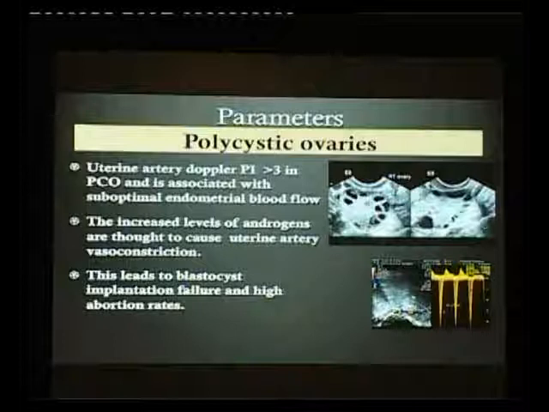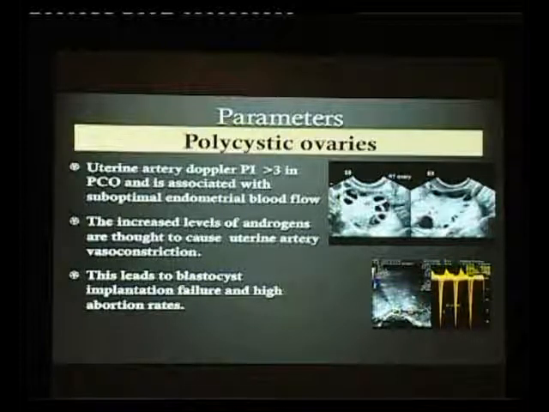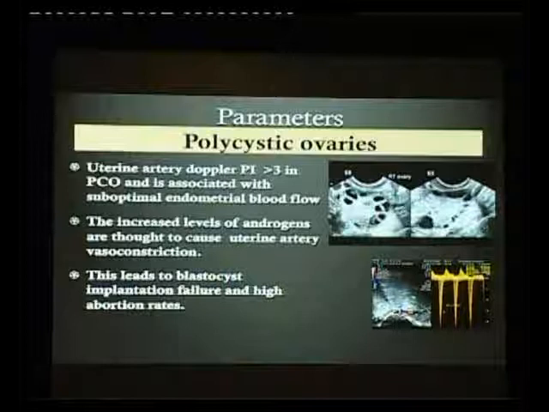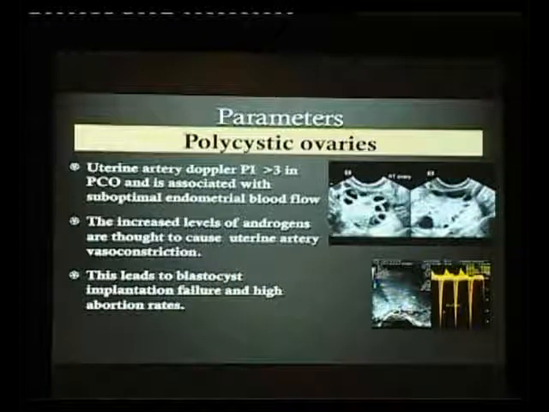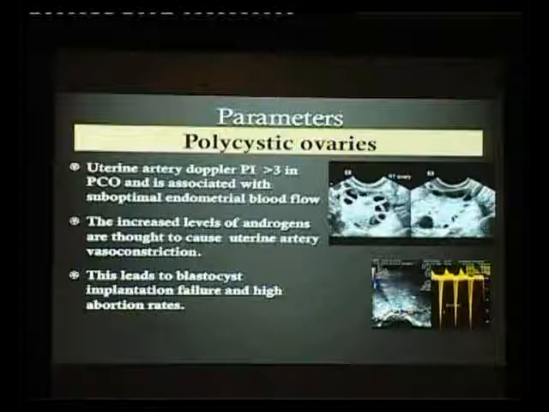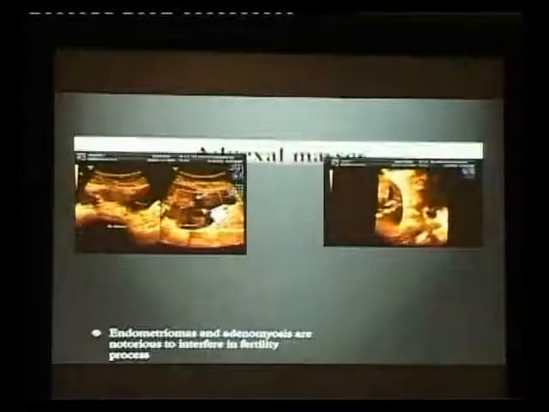Now, regarding the other parameters of a polycystic ovary, a uterine artery PI of more than 3 can be seen, and this is associated with suboptimal endometrial blood flows. The increased level of androgens is thought to cause uterine artery vasoconstriction. This leads to blastocyst implantation failures, and the patients may give you a history of repeated abortions in the past.